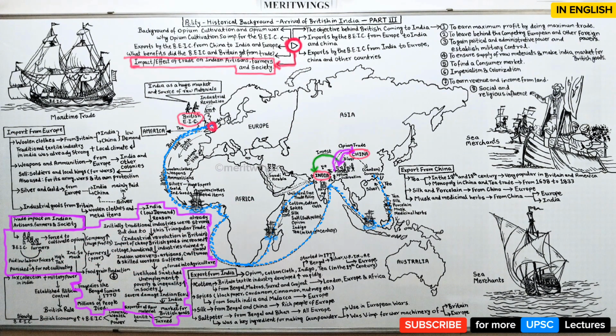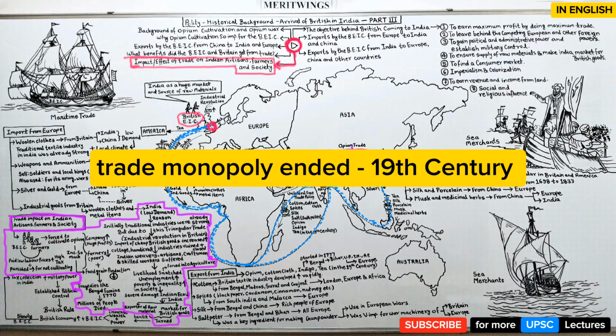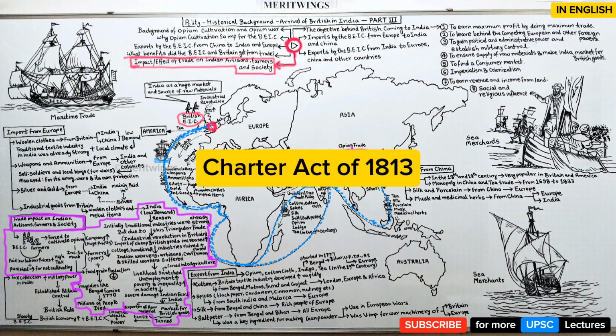Ultimately, the trade monopoly of the East India Company was completely ended in the 19th century, friends, because the monopoly of the East India Company on trade with India was ended by the Charter Act of 1813. After this act, other British merchants could also trade with India, but the company still got the monopoly of trade with China and the tea trade.